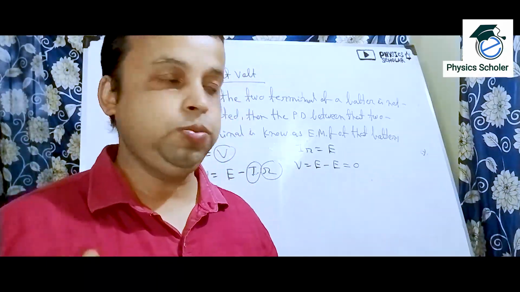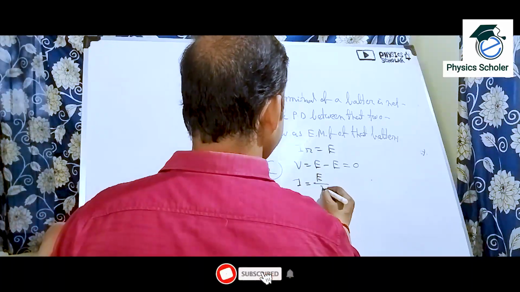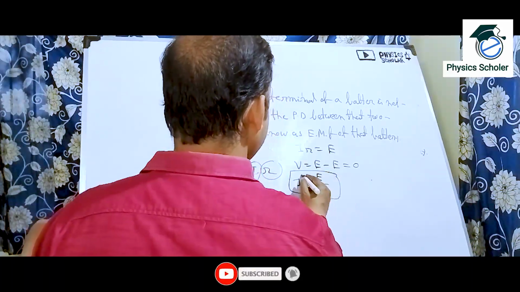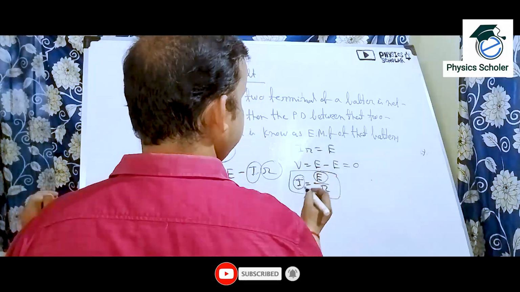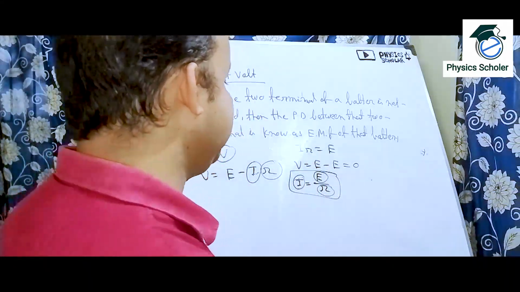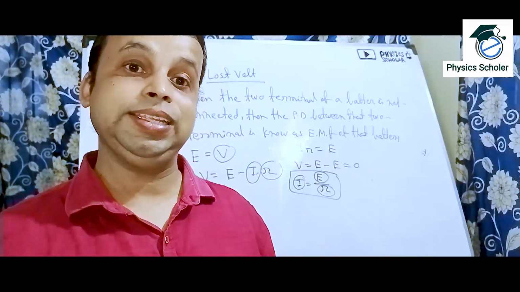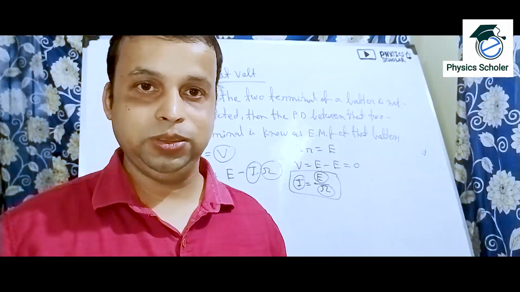That means no current will flow. So that is I equal to what? E by small r. Okay, so that is the upper limit. So what will be the value of EMF? If we divide it by the value of the internal resistance of the battery, then we will get the maximum amount of current that is allowed by that battery to flow.